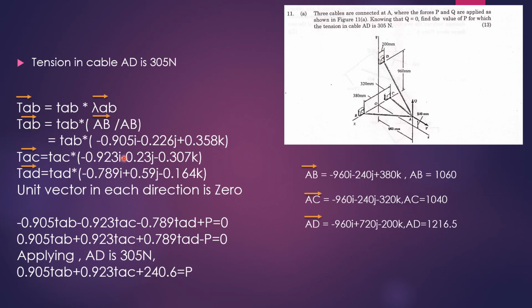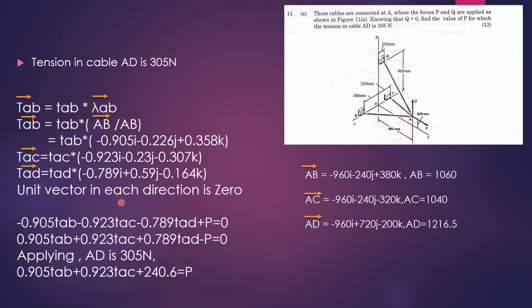We know that the tension in cable AD is 305 Newton, and the vector TAB is equal to the scalar TAB multiplied by the unit vector of AB. When we use it, we group the i, j, k components later on. Here we have written the vectors as they are. If you divide each of 960, 240, 380 by 1060, you get these values. The sum of all these is 0, and individually the i, j, k components are also 0.